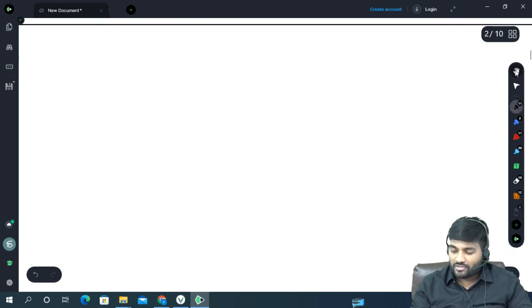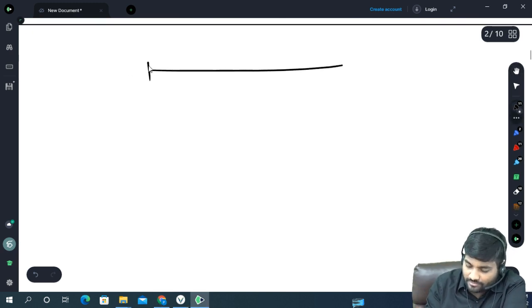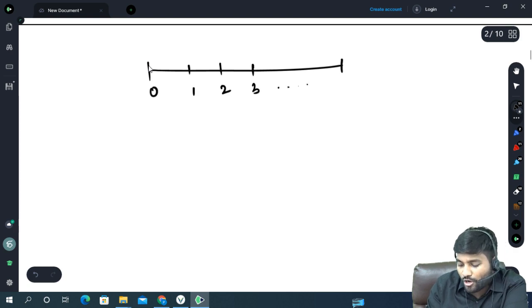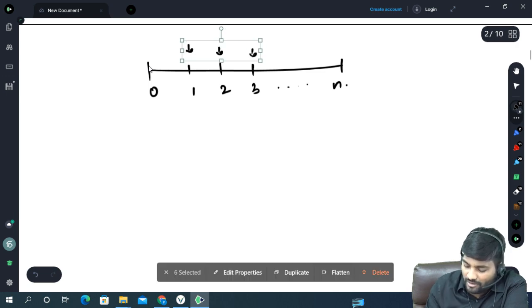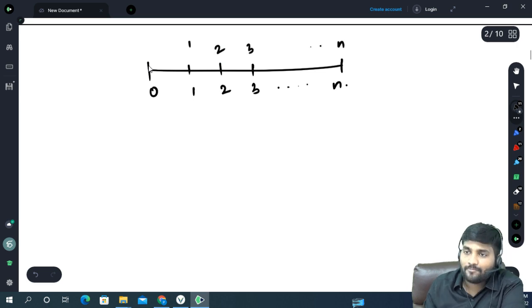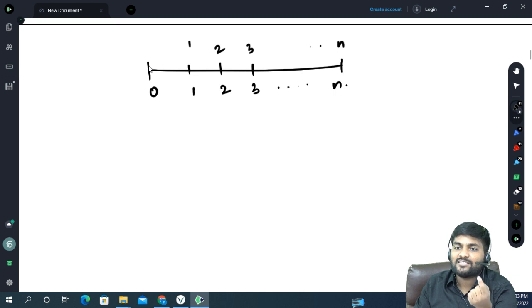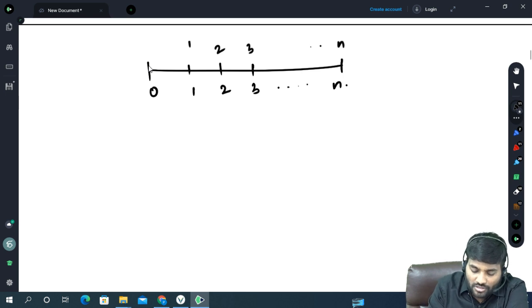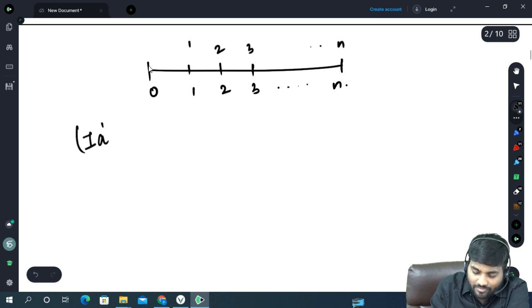Okay. So let's start. First the timeline. 0, 1, 2, 3, dot, dot, dot, up to n. So the first payment will be here. The next payment here. The third payment here. And what will be the payment amounts? It will be 1, 2, 3, dot, dot, dot, n. The first payment is 1 and each payment will increase by 1. That is only the meaning of simple increase annuity. Okay. So the formula for present value is (IA)n.